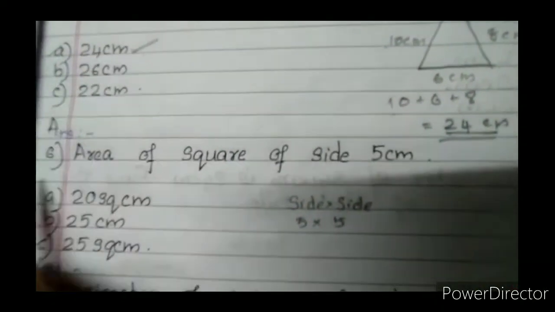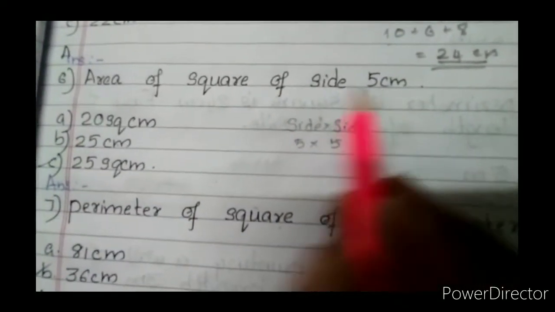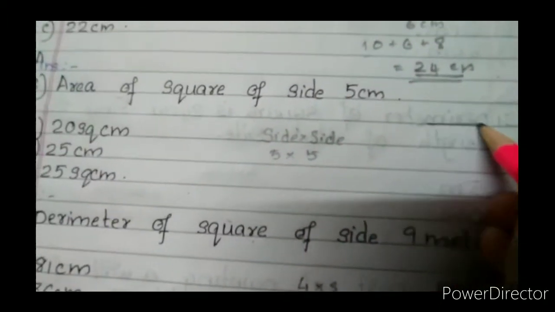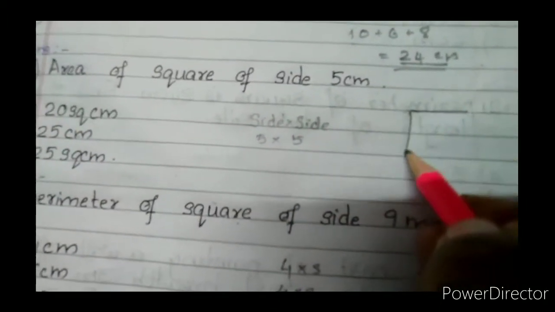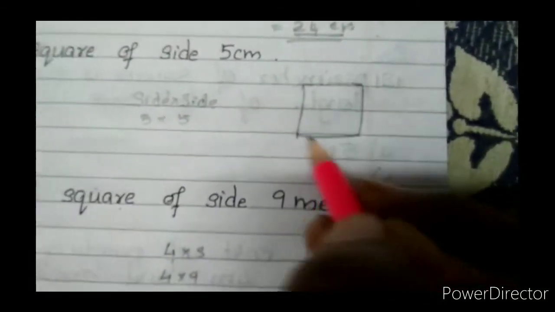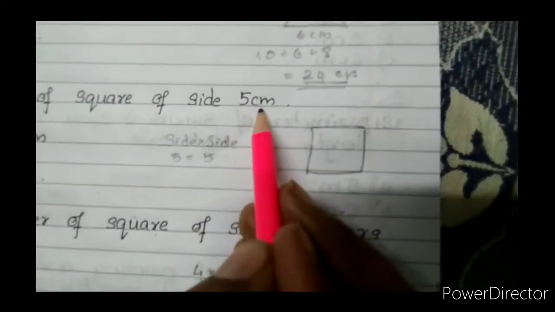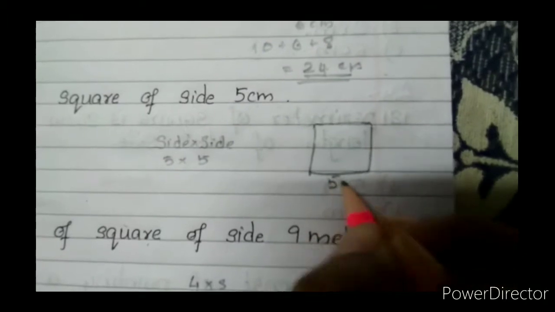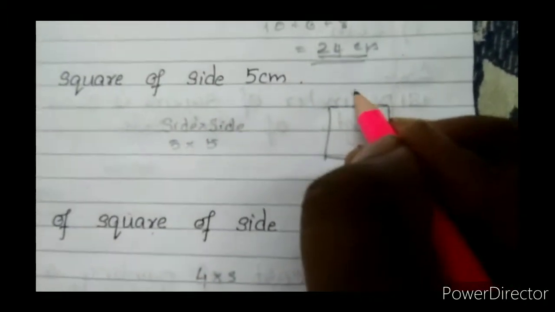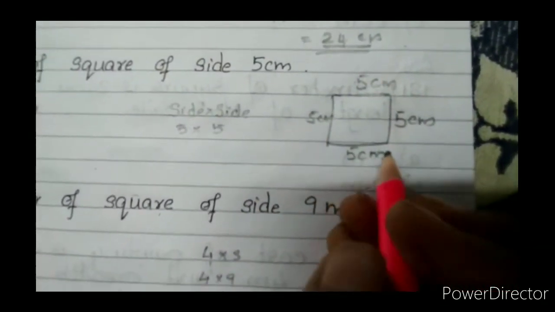Then sixth question. Area of a square of side 5 centimeter. This is a square. The 4 sides are equal. One side is already given, 5 centimeter. So all sides are equal. That means we write 5 centimeter on all sides. Okay. What's the equation?